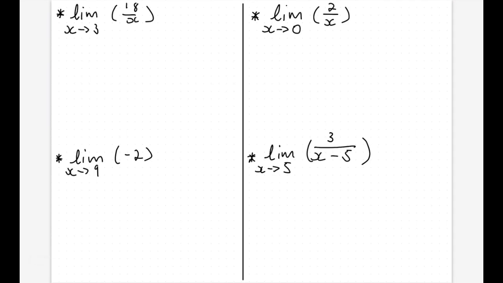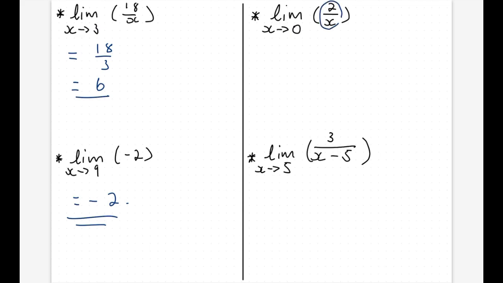Now, in this example here, we have the limit of 18 over x as x approaches 3. That's simply going to be 18 over 3. And 18 divided by 3 is 6. So the limit of 18 over x as x approaches 3 is 6. Here we have the limit of minus 2 as x approaches 9. Well, minus 2 is unaffected by x. The answer is just minus 2.